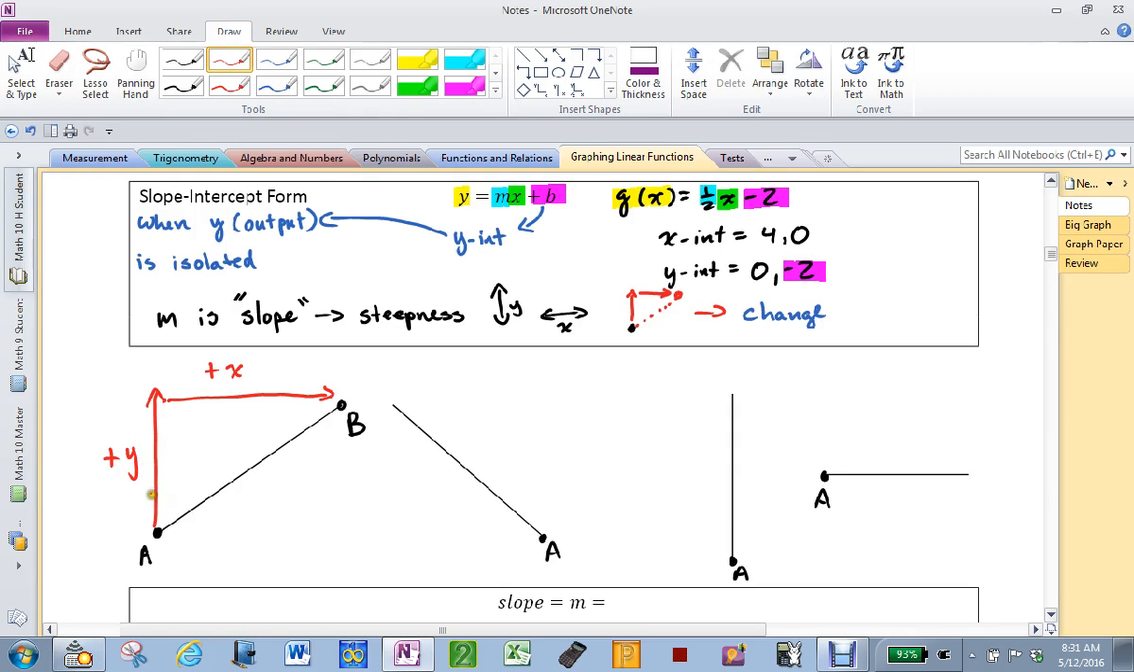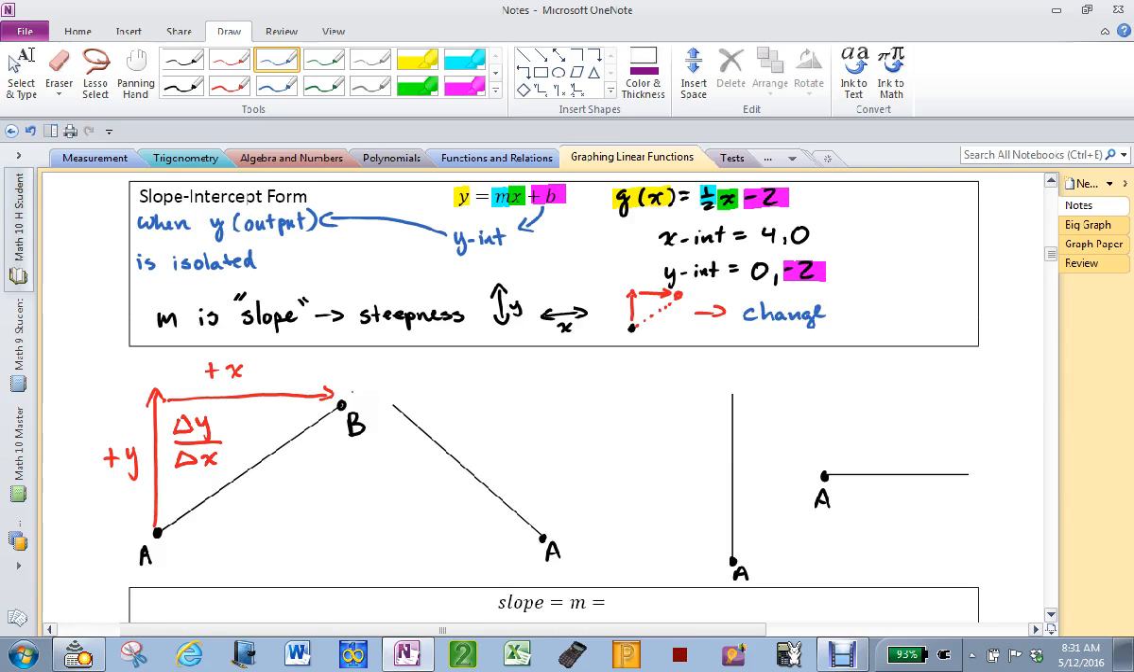This is a change. That's a physics symbol for change. It's just a triangle. The change in y divided by the change in x. Now in this case, you can see that it is positive and positive. Yes? Everyone cool? Great.